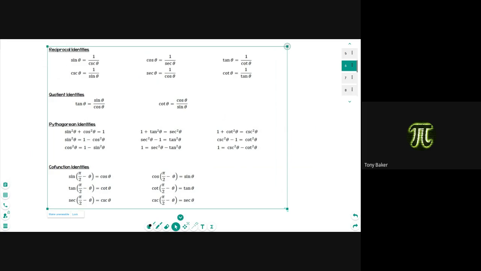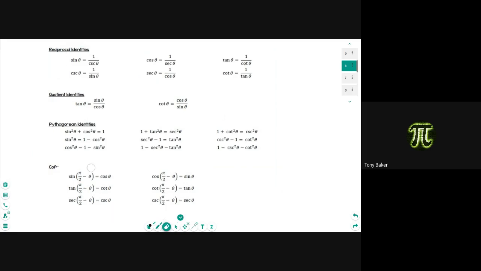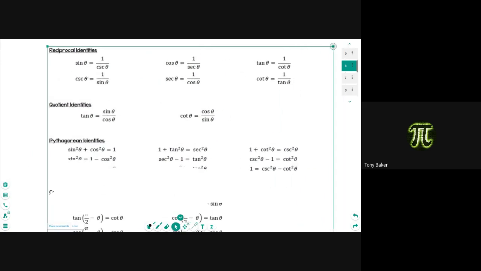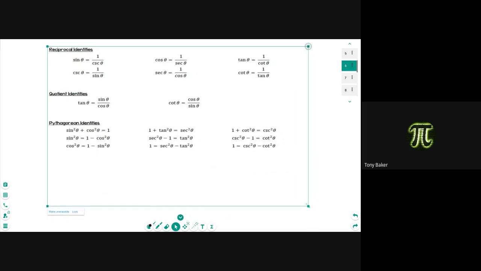So you don't really need the cofunction ones, which you won't need. But the other ones you do. So the reciprocal identities, those come up quite a bit. We just used the secant one. The quotient identities for tangent, cosine, cotangent come up. And then your Pythagorean identities.